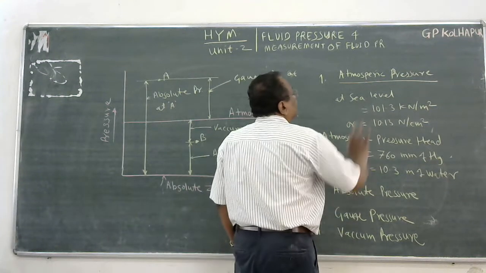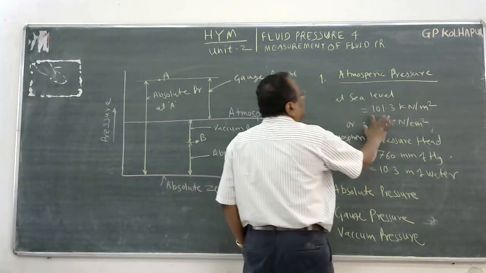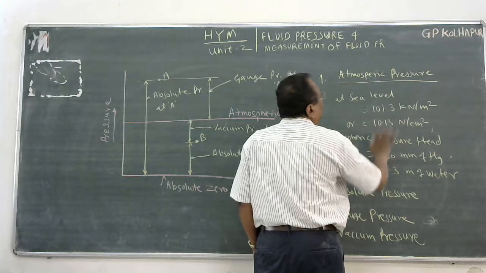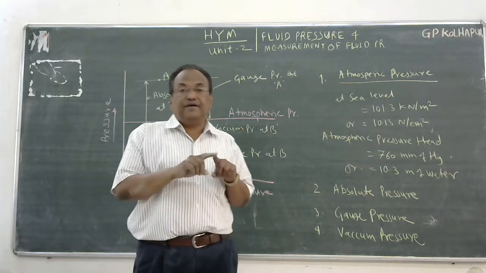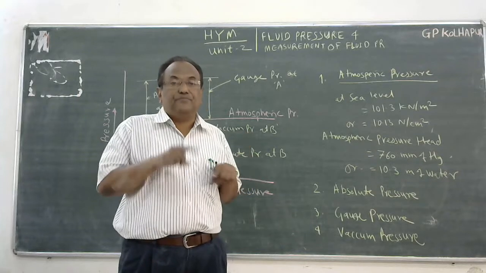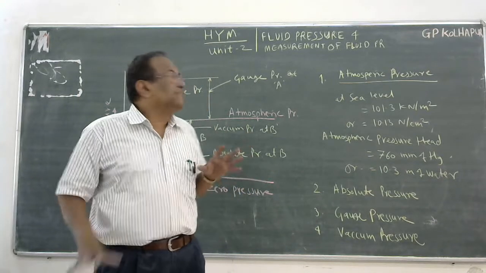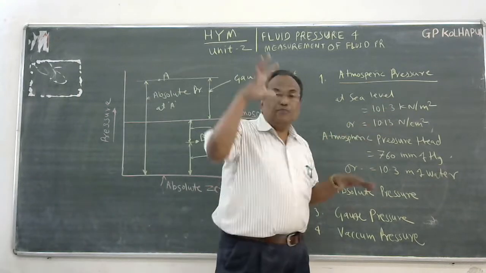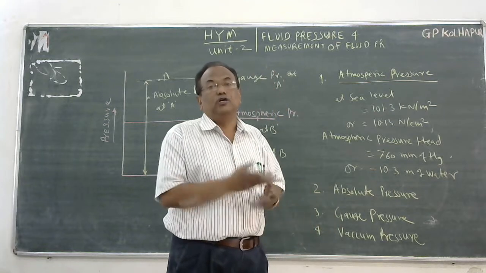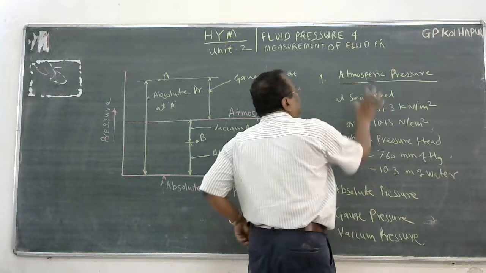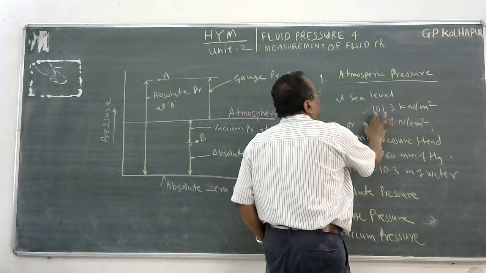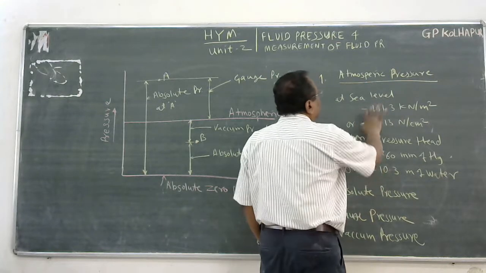At sea level, the value of atmospheric pressure is 101.3 kilonewton per meter square. That means if you take a 1 meter by 1 meter area, 101 kilonewton force will be acting on it due to atmospheric air. So the atmospheric pressure at sea level is 101.3 kilonewton per meter square.